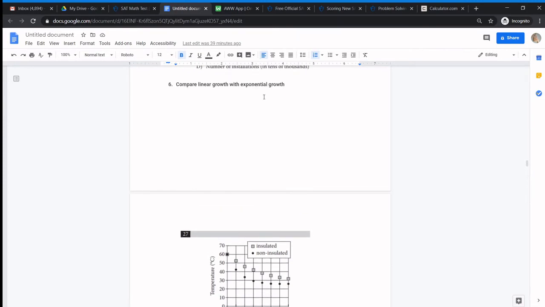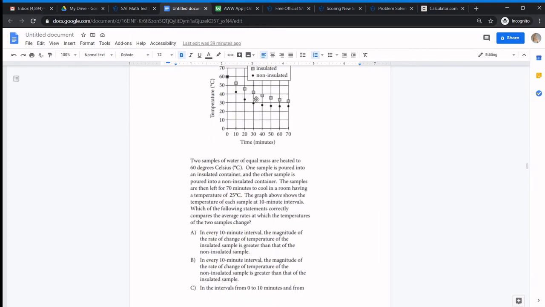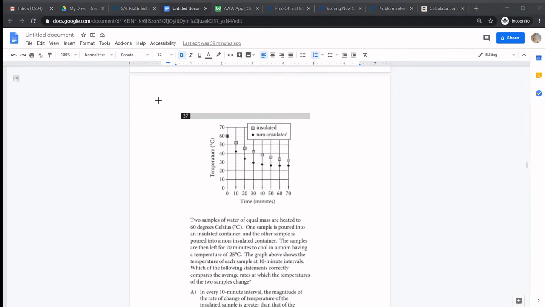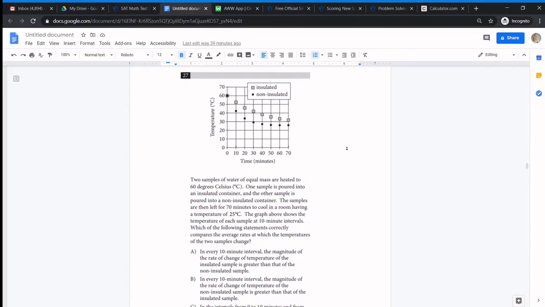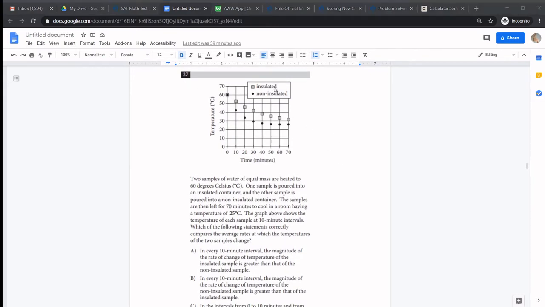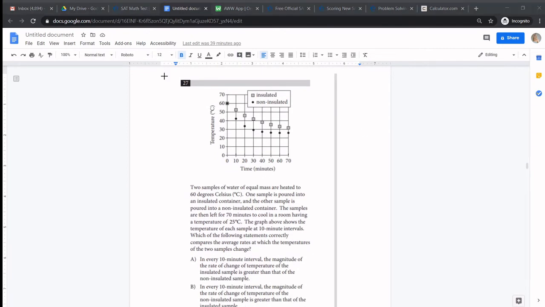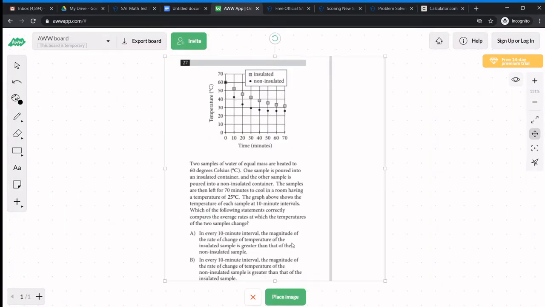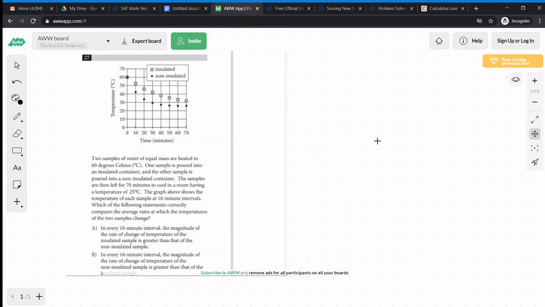Alright, compare linear growth with exponential growth. This problem was quite weird. This topic was quite weird. It was incredibly difficult for me to find, and even the one that I found doesn't really feel like that good of a problem. Oops. Alright. Paste. Scroll a bit to the right.